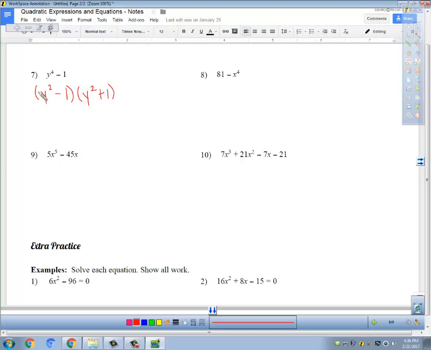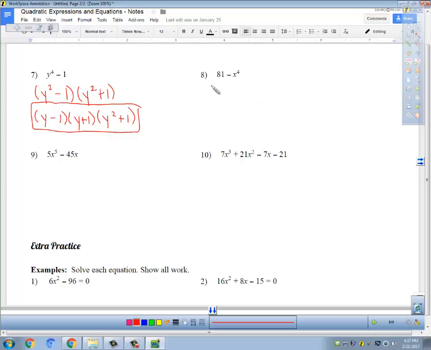I have difference of squares in this first set of parentheses again. So divide the y squared by 2 to get y. Bring down your minus, square root of 1 is 1. Rewrite it with the plus sign. And then bring down your y squared plus 1. Remember, you can't factor the y squared plus 1 because it's not subtraction.